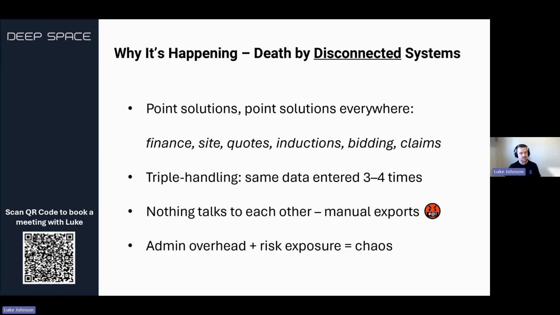None of these systems are talking to anything else, right? So when you have questions and you're like, has that subby been inducted? Is that subcontractor pre-qualified? Do they have the insurance? What did they actually quote for this job? What's the contract value? What's the retention? Have they done claims? Have we paid the claims? Have we approved them? All those questions are constantly coming up day by day on a construction project.